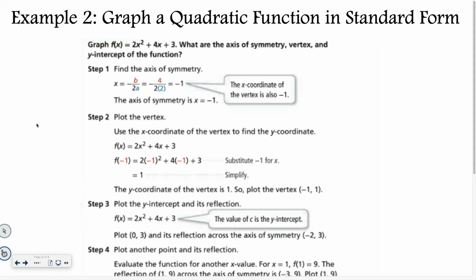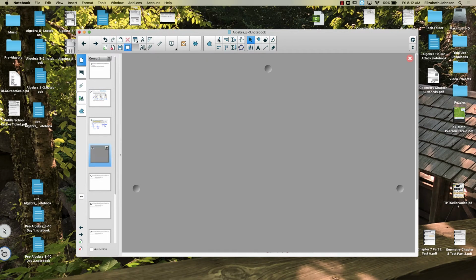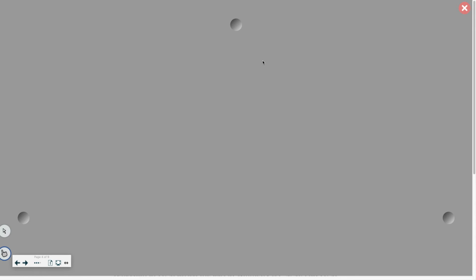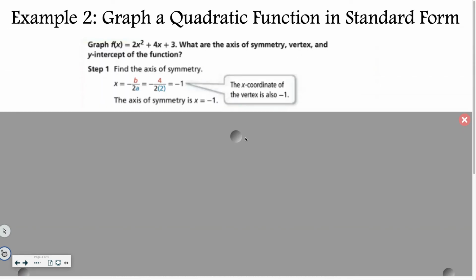Okay, so let's walk through this. I'm actually going to try to make this a little easier for you. I'm going to add a shade just to help you understand exactly what I'm looking at step by step.